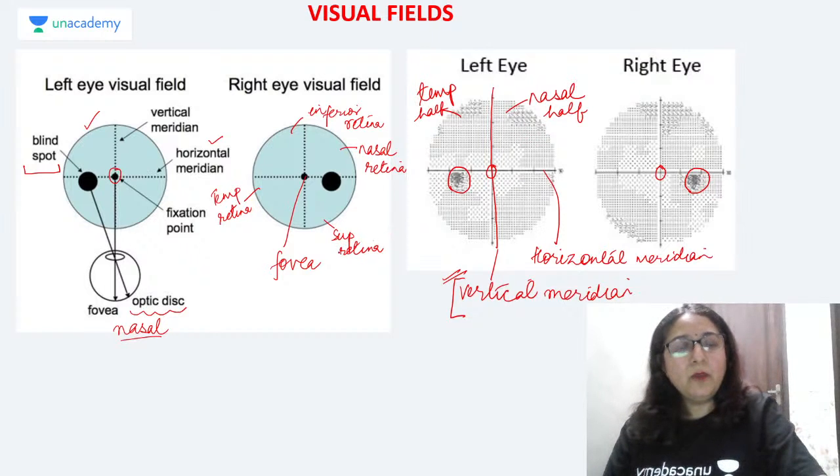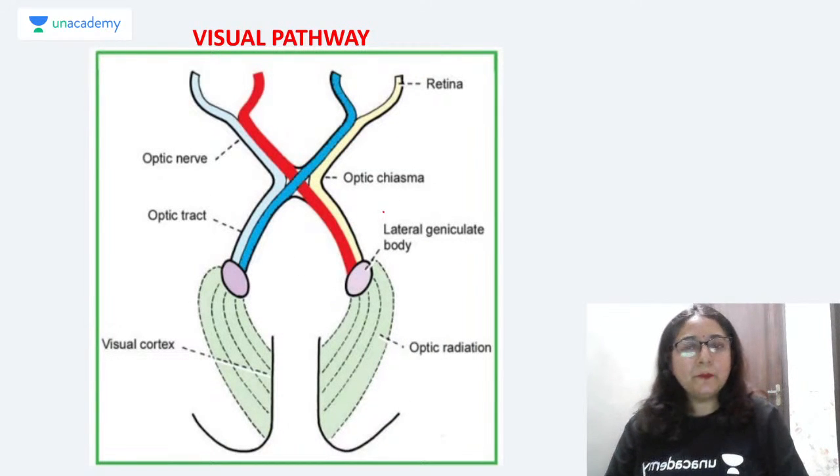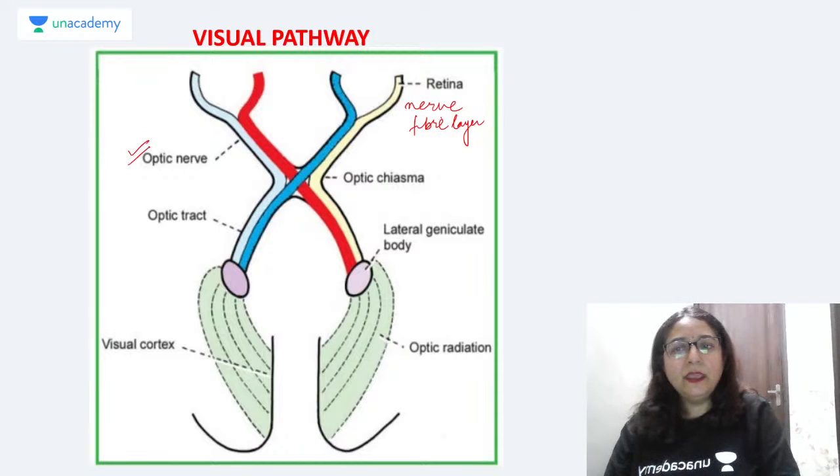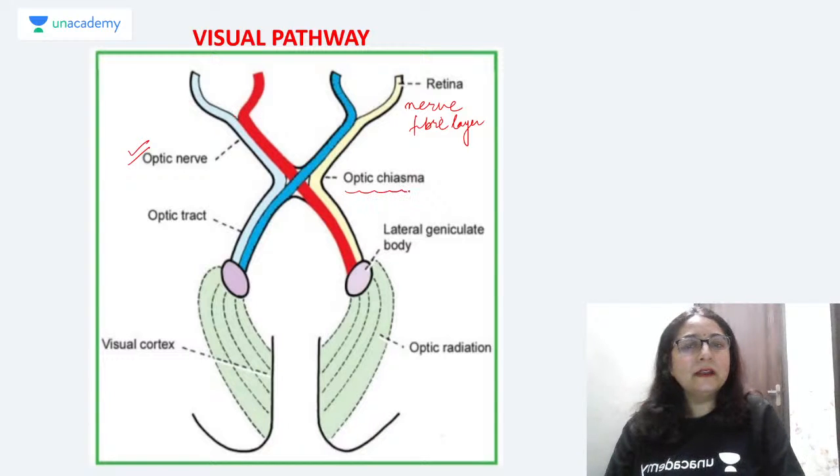Now moving on to another important concept, the anatomy of the visual pathway. Let's revise it once. We know the visual pathway starts at the retina, the neurosensory retina. The axons of the ganglion cells form the nerve fiber layer, and the nerve fiber layer forms the optic nerve. The optic nerve starts at the optic nerve head, and it ends at the optic chiasma.